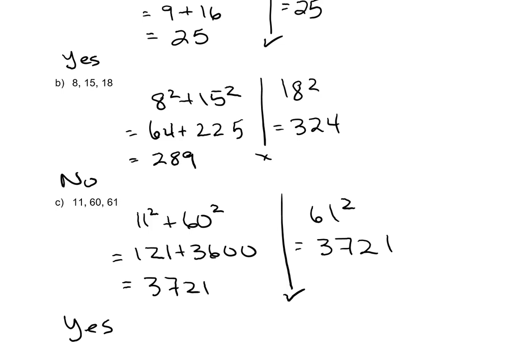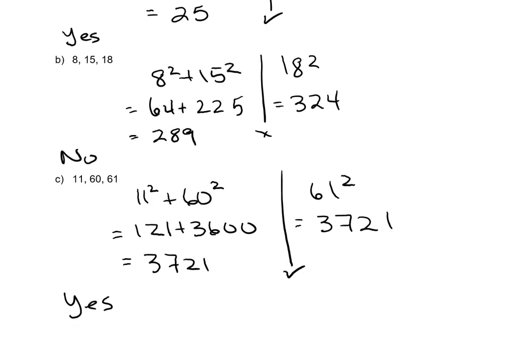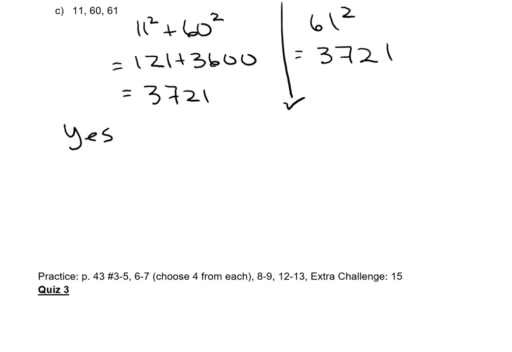So if you had a triangle with sides 11 centimeters, 60 centimeters, and 61 centimeters, it's going to have a right angle. If you have one with 8 centimeters, 15 centimeters, and 18 centimeters, it won't have a right angle. If you have one with 3, 4, and 5, it will. There is your practice. Extra challenge, and when you're done that, you have a quiz.